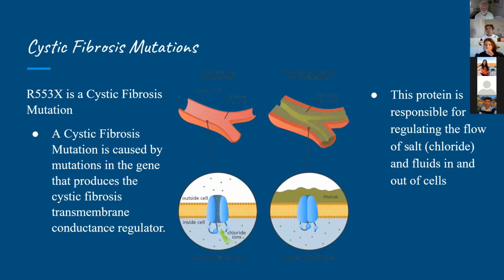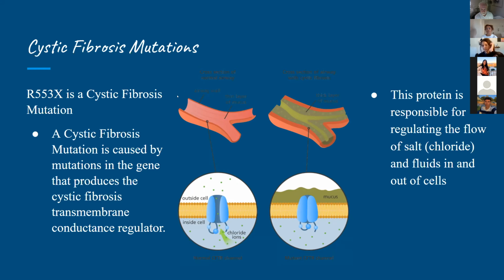Since our mutation R553X is a cystic fibrosis mutation, I thought it would be important to go over exactly what a cystic fibrosis mutation is. They are caused by mutations in the gene that produces the cystic fibrosis transmembrane conductance regulator. This protein is responsible for regulating the flow of salt, chloride, and fluids in and out of the cells.